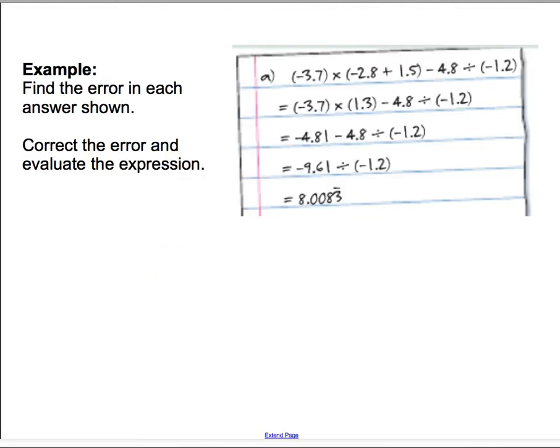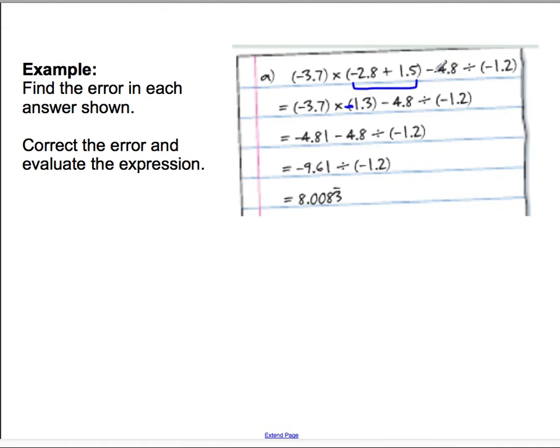So here we find the error. We have to find the error. So obviously they've done the order of operations incorrectly. So let's see, what did they do here? The question is -3.7 times -2.8 plus 1.5, and that's in brackets. So it looks like they went -2.8, so 2.8 to the left and only 1.5 to the right, so that should be a negative right there. Okay, and then -4.8, so maybe there's even more errors.